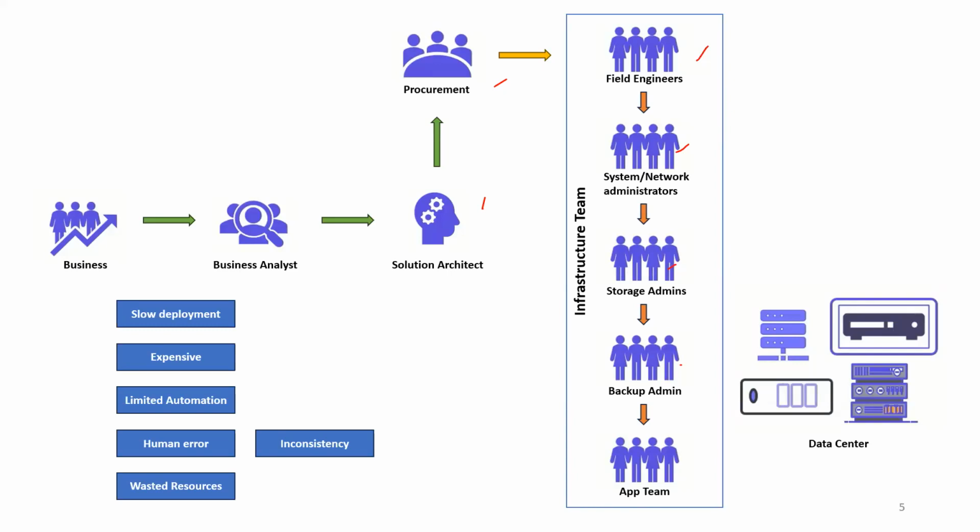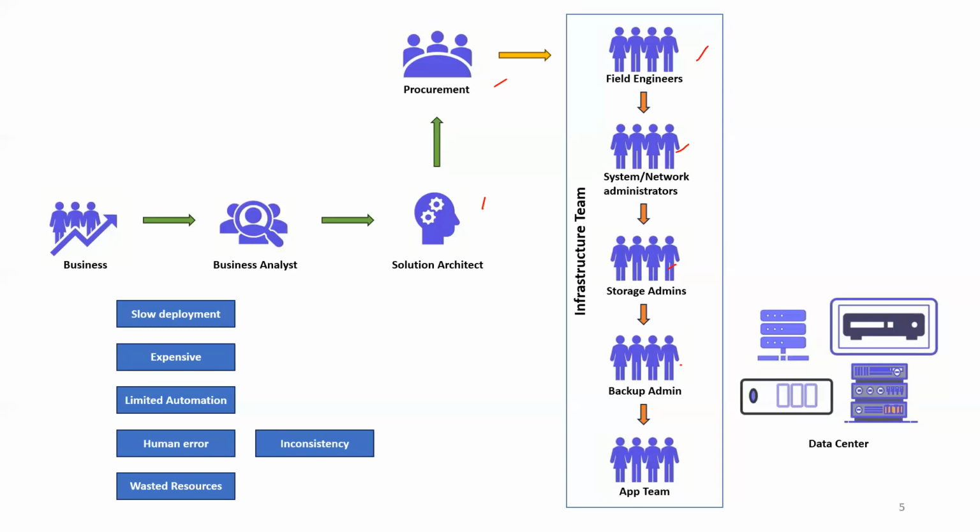Deployment model is also costly, and it is a limited automation because most of the steps are manual. You cannot automate them. Chances of human error are very high because many teams are working behind the scenes on many different tasks, and you're going to be wasting resources because you are not utilizing the computer resources fully.